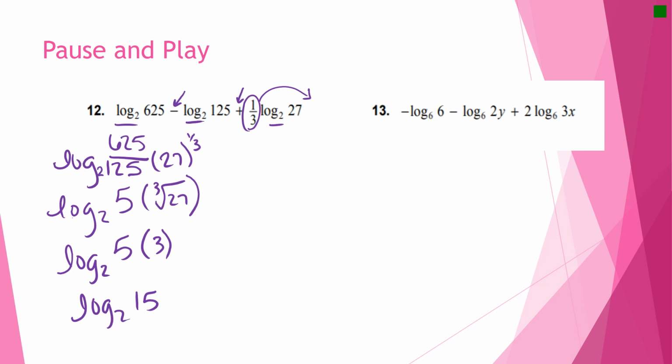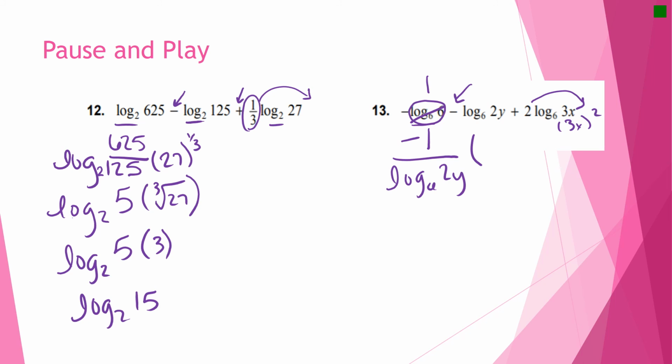Okay, and the next one, number 13, what's going to happen here is this log base 6 of 6, like we talked about before, just kind of cancels out and leaves us with 1. So we're going to have negative 1, and then this minus sign means division of, let's see, log base 6 of 2y, and then times, this 2 is going to come over here, so it would be 3x squared like that. And so I'll just write this all in one piece to begin with. So it would be log base 6 of 3x squared.